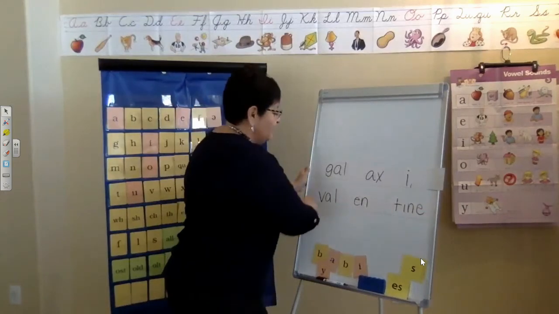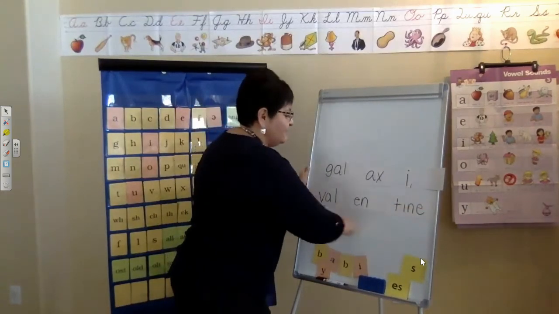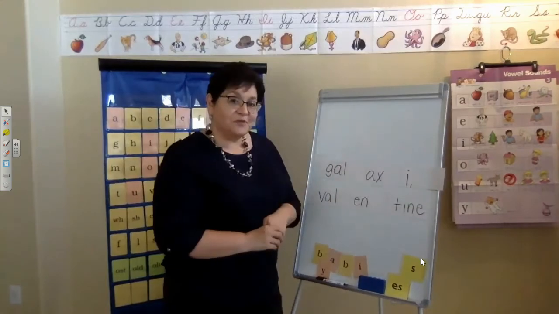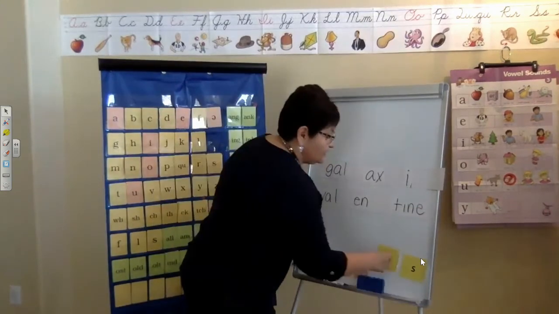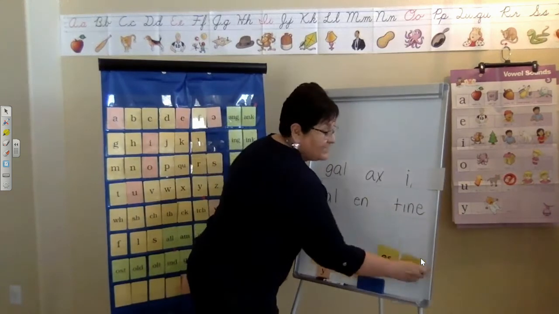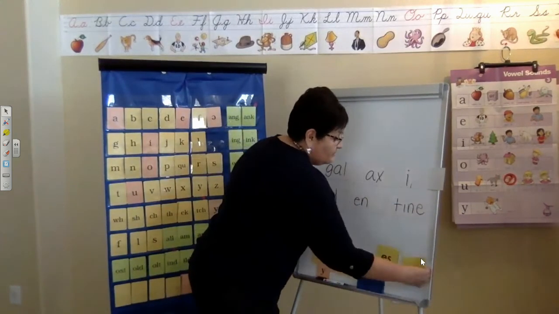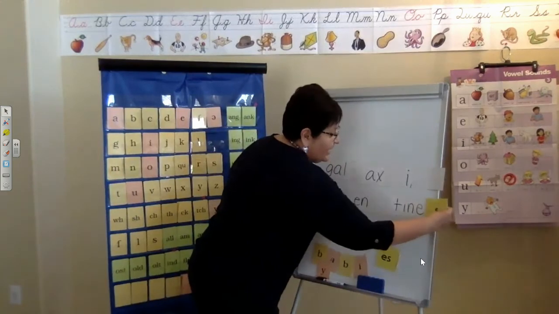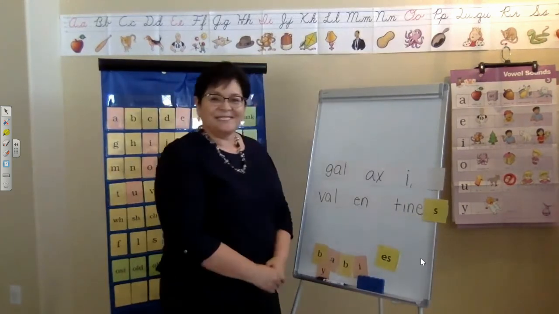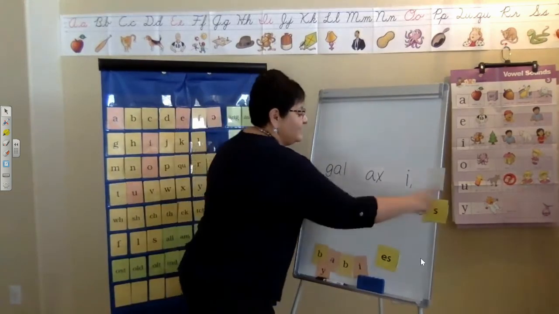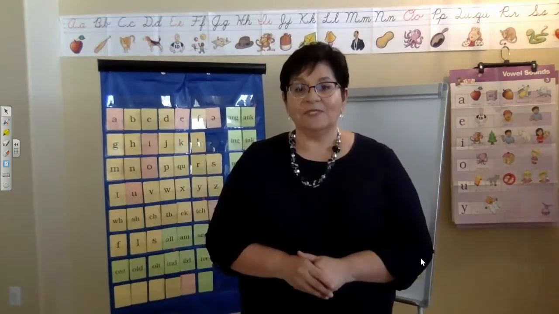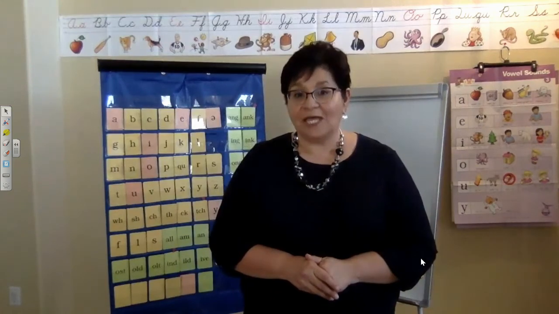Let's read it together. Valentine, Valentine. I have more than one Valentine. So what do I add? ES or S? That's a vowel consonant E. So I just add my S and it stayed on there. So let's read this one. Valentine, Valentines.